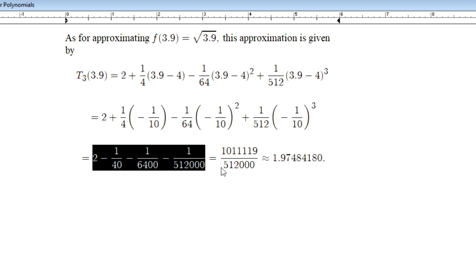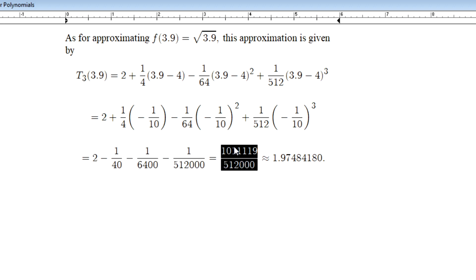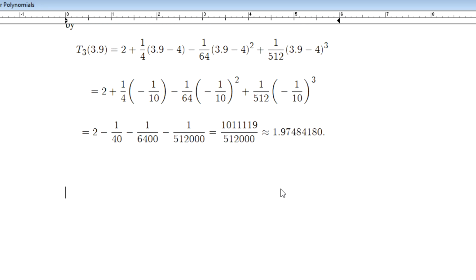I could get these over a common denominator, right? Or, if not, I can also approximate these out to several decimal places themselves in a division and add those up, right? In the end, either way, we can use this to develop this value, 1.97484180. From this third degree Taylor polynomial, I can develop this approximation with just a little arithmetic for the value given by the square root of 3.9.